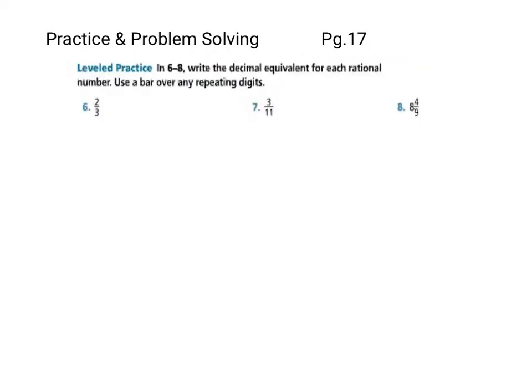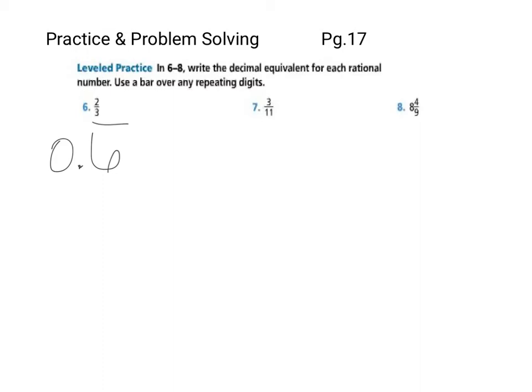Page 17, under Practice and Problem Solving. In 6 through 8, write the decimal equivalent for each rational number. Use a bar over any repeating digits. So number 6, 2/3. If you type 2/3, the way it looks into your calculator, so 2 divided by 3, you get 0.666666. So it's 0.6 with a repeating bar.